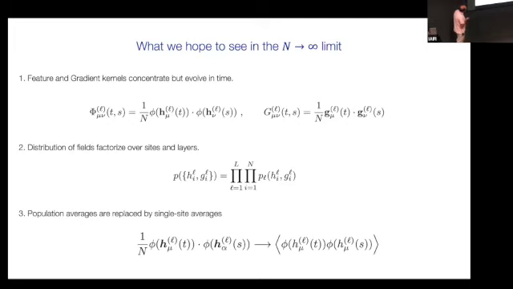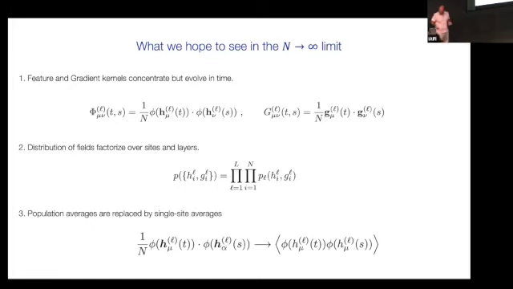Okay. The other thing that's going to happen is there will be some kind of factorization of the joint distributions of activations and pre-activations across a layer. They will be IID distributed across a layer. I'll be more precise about this. And what that means is I will be able to replace these dot products over here with averages over these single site activations.